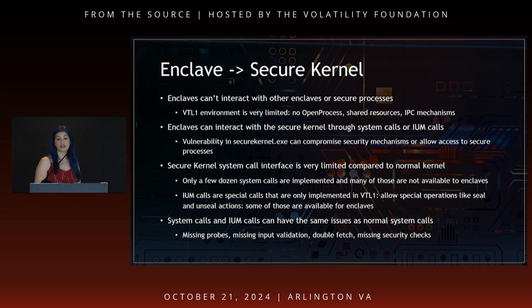But enclaves and secure processes both have access to types of system calls that are not available in VTL0, called secure calls. Those are special system calls that have no equivalence in the normal kernel, that do special operations like access the TPM to encrypt and decrypt memory, or do other operations that are only available to something running in VTL1. So if those can be compromised or those can give you any kind of useful information, that can be helpful.